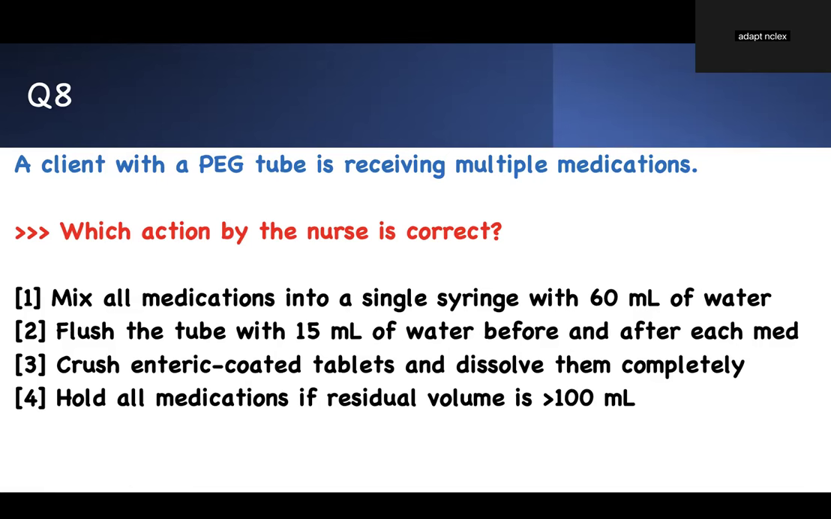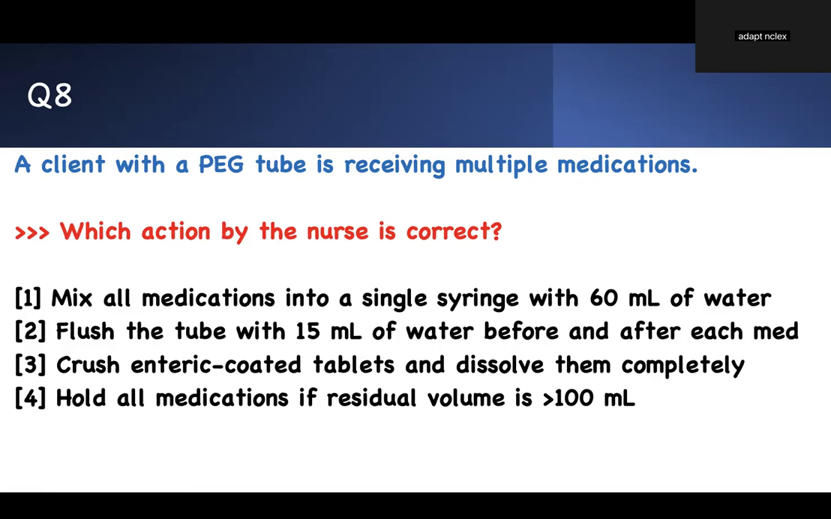The client with a PEG tube is receiving multiple medications. Which action by the nurse is correct? I'm testing mixing of medication. And you know that there's an IV form and the oral form. The key is never mix them unless they are compatible. Mix all medications into a single syringe with 60 ml of water. Flush the tube with 15 ml of water before and after each medication. Crush the entire coated tablet and dissolve it completely. Hold oral medication if the residual volume is greater than 100. Test taking strategy: this is our GI content.